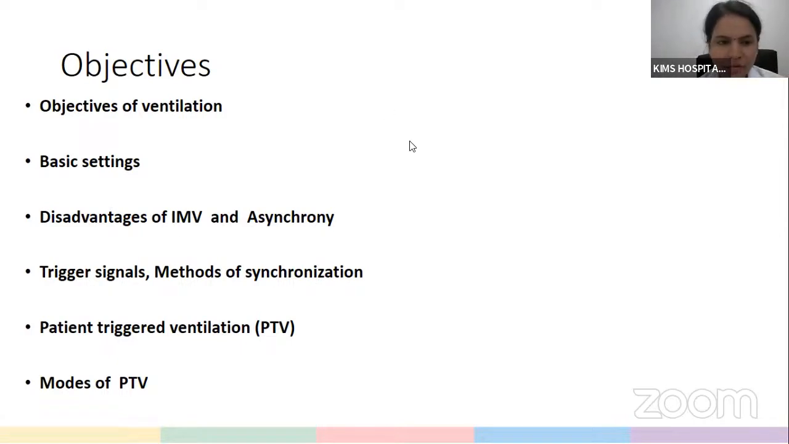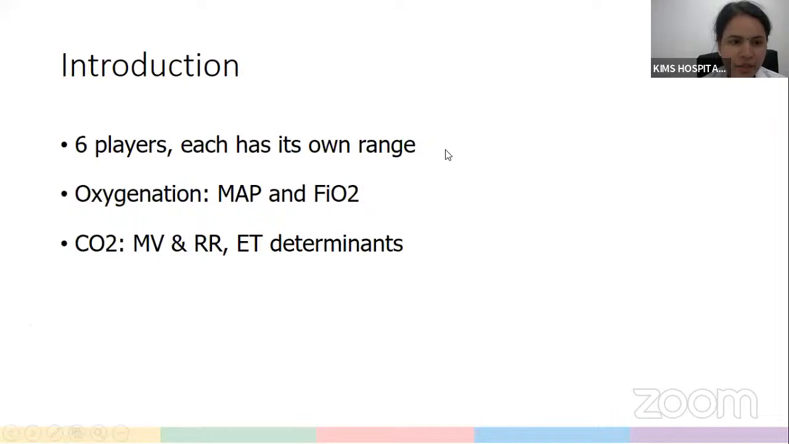We will begin with a brief recap of what we had discussed last time. We began with the objectives of mechanical ventilation. The objective of ventilation is to improve oxygenation and CO2 elimination. This is achievable by regulating mean airway pressure and FiO2 for oxygenation, and by improving the minute ventilation and respiratory rate for CO2 elimination. For CO2 elimination, in addition to these two principles, we also have to consider the endotracheal tube determinants, such as the depth, the length and the diameter of the endotracheal tube, presence or absence of secretions, and increased dead space volume.